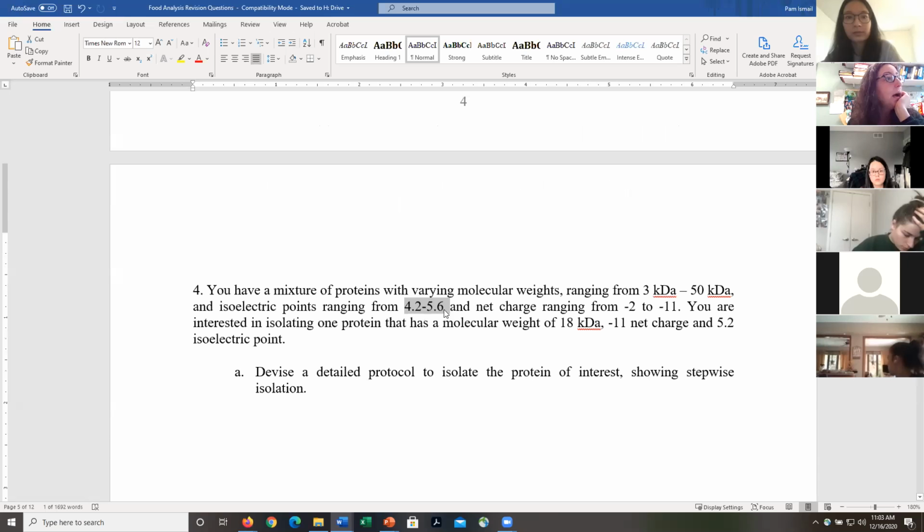So if I give you pI values, that means you remember, oh, I need to do isoelectric point separation, because I gave you the different protein isoelectric points. Okay, so that's a hint for you to say, I'm going to use isoelectric point separation. And when I give you size, that means, oh, there's size exclusion chromatography involved. And if I give you charge, that's ion exchange. And if I give you negative, that means anion exchange chromatography.